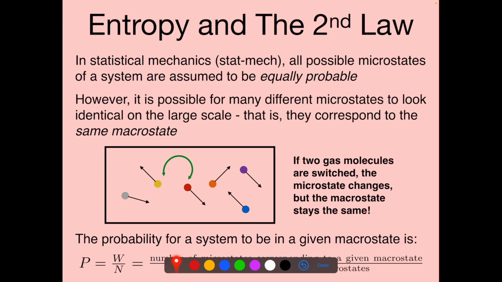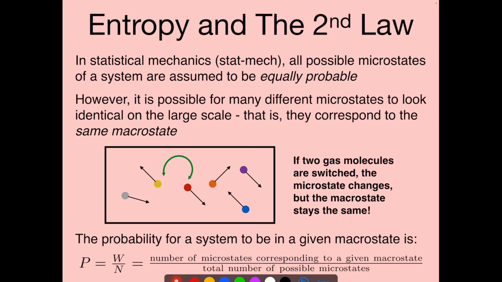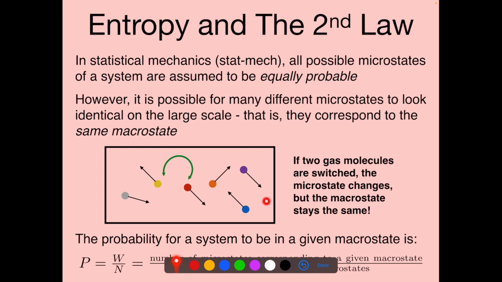So if I take 2 of those molecules and I just switch them, so I take this one that's labeled in yellow and I switch it with this one that's labeled in red, we're still in the same macrostate. On the large scale, it still looks like the gas is evenly spread out throughout the box, but it's a different microstate. Okay, and you can actually think of a lot of different ways to switch things around, to rearrange things in the system and still be in the same macrostate, for everything to still look the same on the large scale. So that brings us to the probabilities that we talked about earlier.